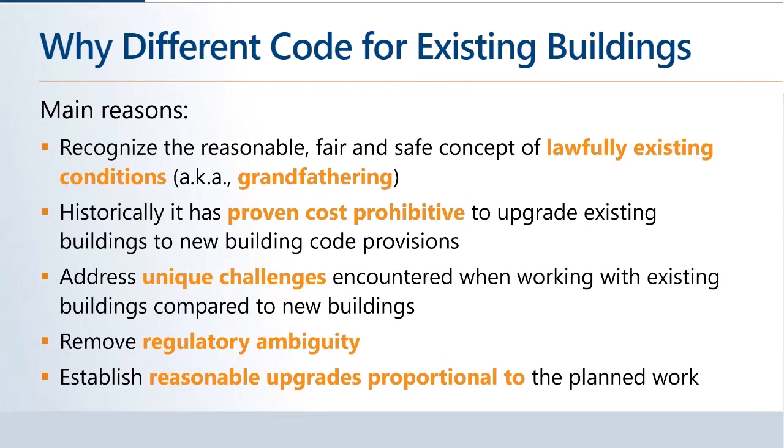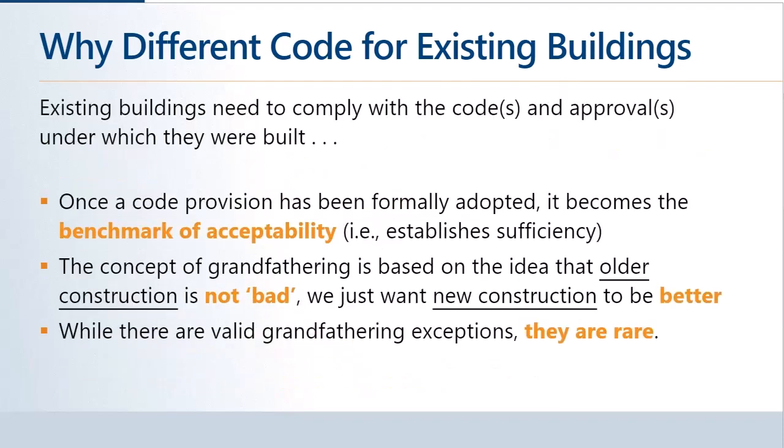Also, to remove regulatory ambiguity, you could envision if you're about to do a very large adaptive reuse project, and before even any of the funding is provided, folks really want to understand how the code is going to apply to this. What am I going to need to do? So that's a big reason. And also we want to establish reasonable upgrades proportional to the planned work. We'll dive a little bit deeper into that as we chug along here. Existing buildings need to comply with the codes and approvals under which they were built.